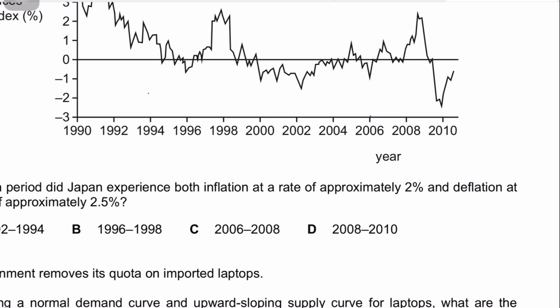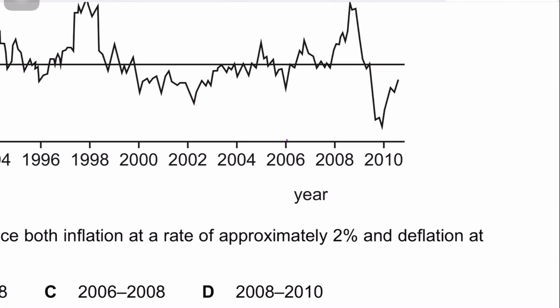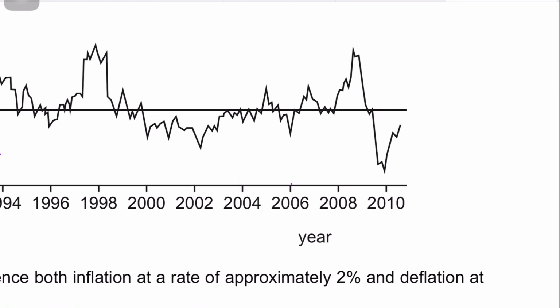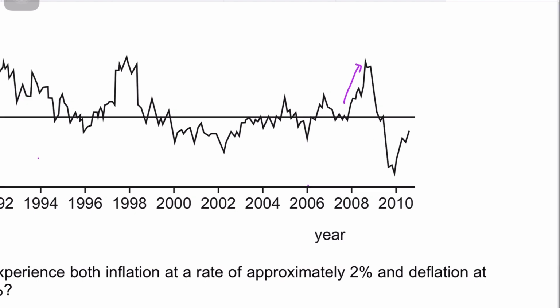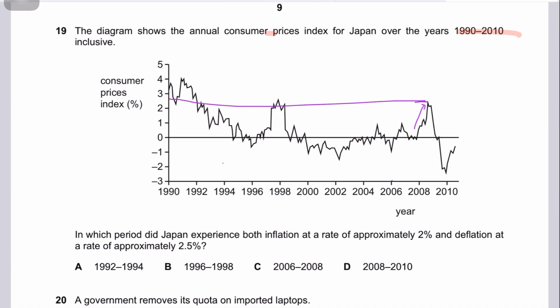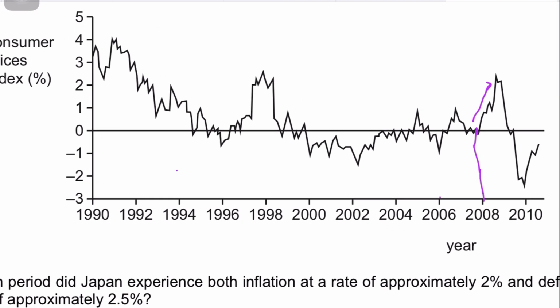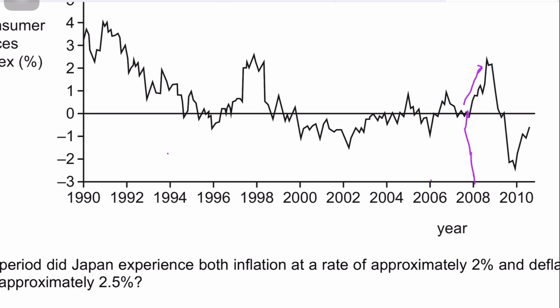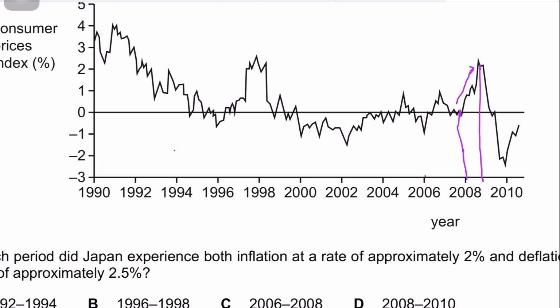So let's see the logic. 2008 till 10, let's see that. If you look at 2008 till 10, your inflation rate is going up in positive territory, and it's close to 2.5. From 2008 it started from 0%, and then it moved up and up. On average from 2008 to 2009, it was between 0 and 2%, right?